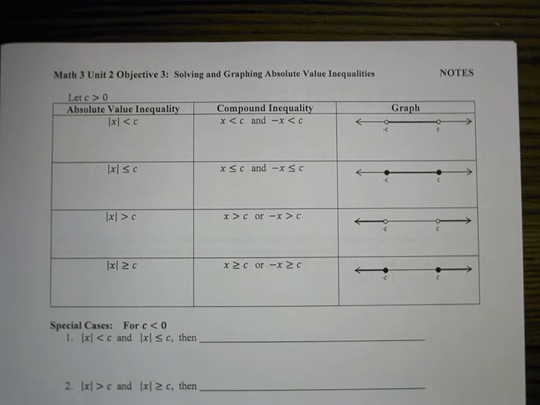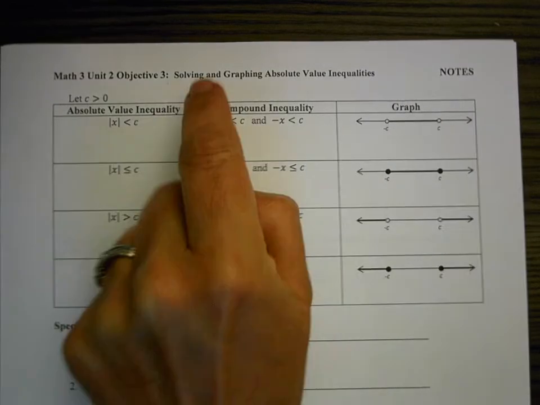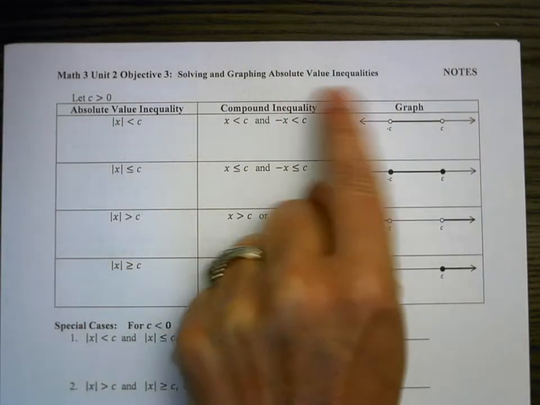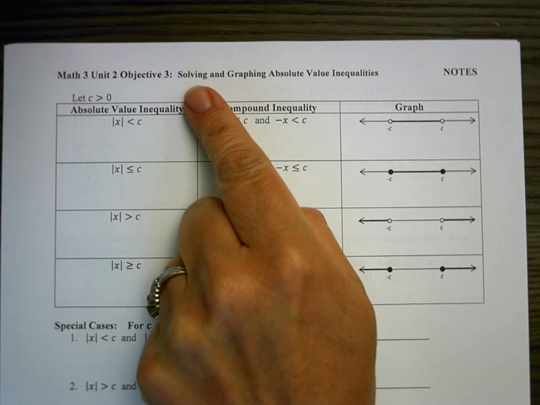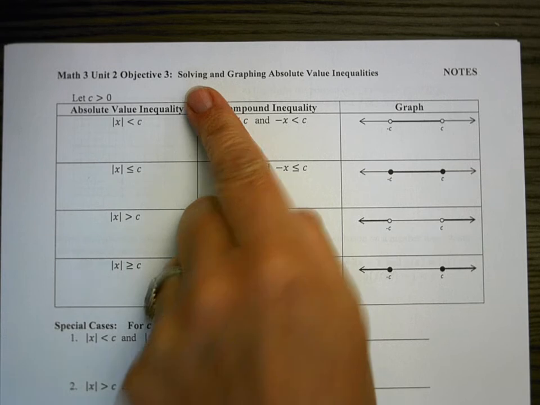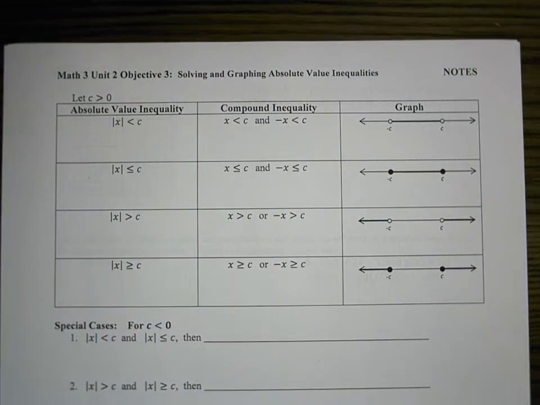Okay, so this is the video lecture for Math 3, Unit 2, Objective 3. For this objective, we're going to be looking at solving and graphing absolute value inequalities. So there will be some solving, so you might want to look back at your Objective 2 lesson if you need some kind of review for solving with absolute value equations, because that technique is going to be very similar to what we're going to do.